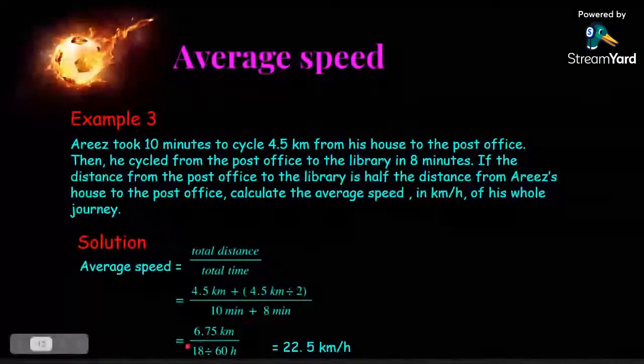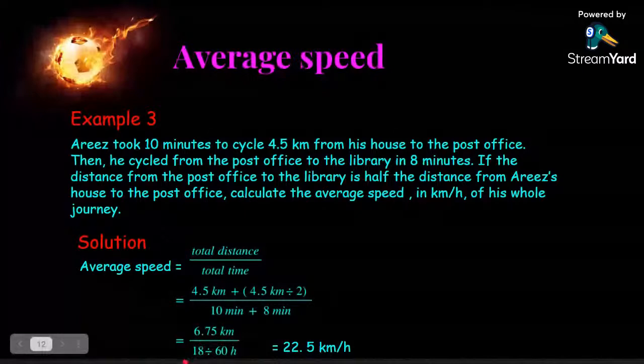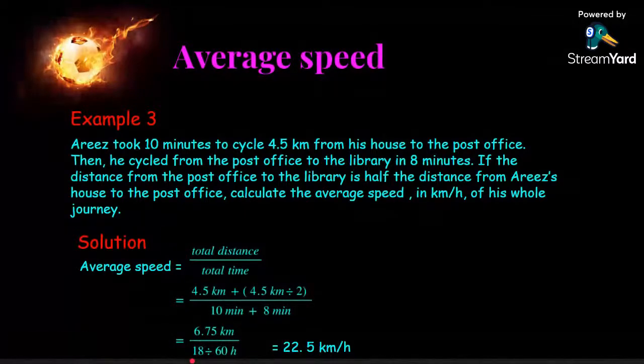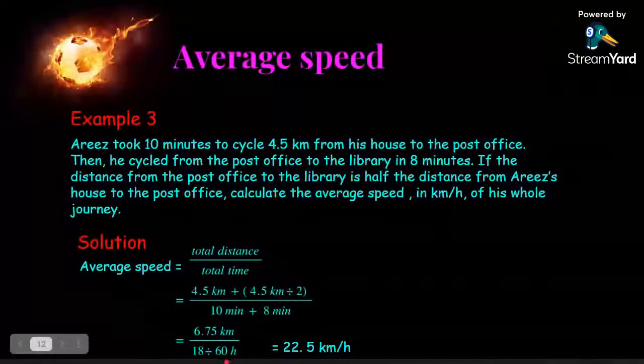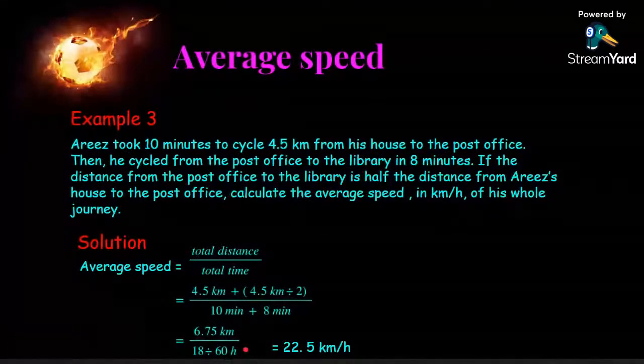Alright, so 6.75 km you divide dengan 18. But 18 is in minutes. So you need to convert to hours sebab dia nak dalam bentuk kilometer per hour. That's why you need to divide by 60. So bila you tekan calculation, you will get 22.5 km per hour. Okay? I hope it's clear for you lah.